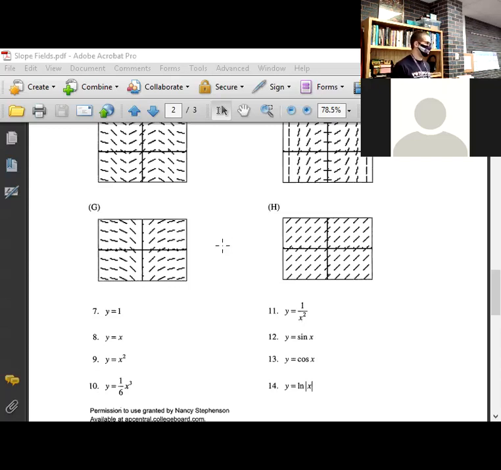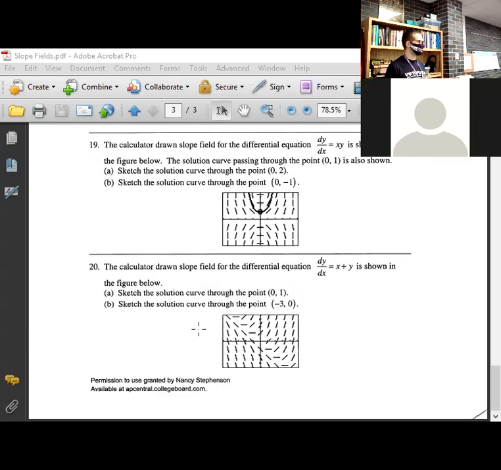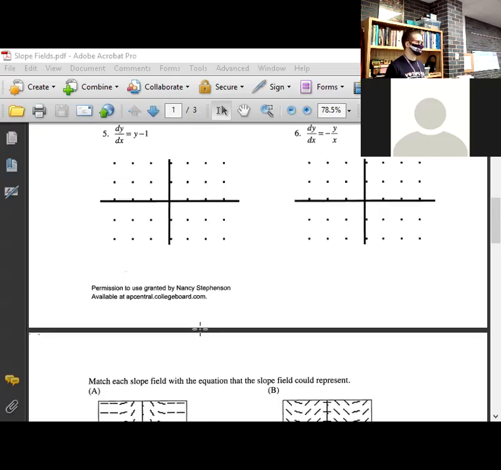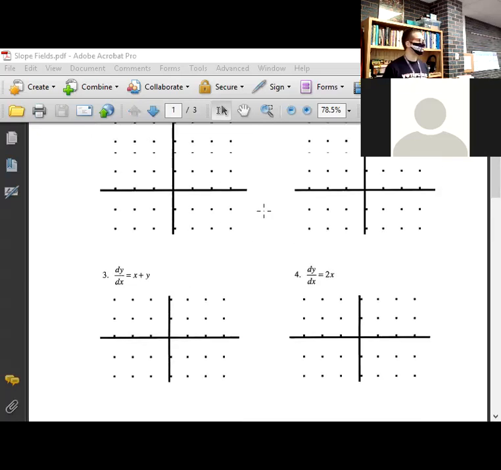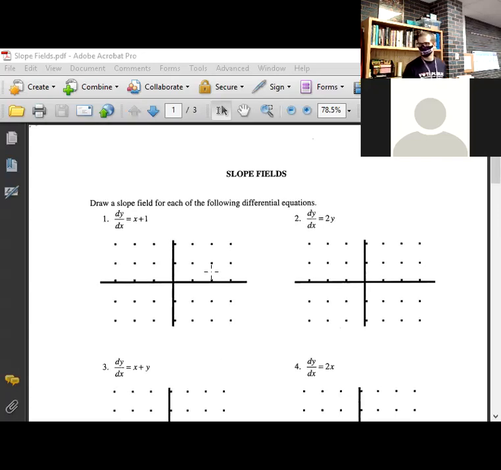So that is today's assignment. That's it. And there's more, but that's only if you're looking at the digital copy and not the one I printed out for you. I only really care about page 1 and page 2. So what questions do you have about slope fields before I stop recording?